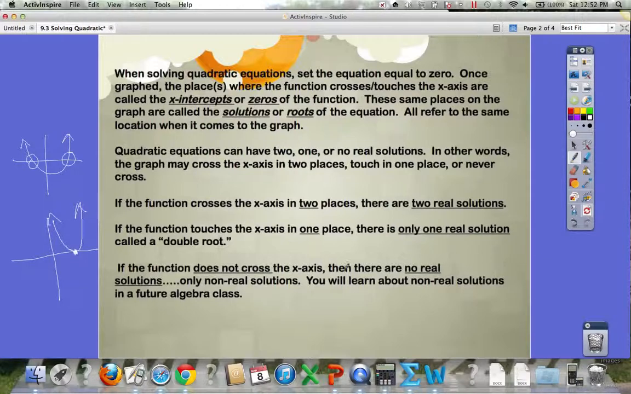And if your function never crosses the x-axis, then there are no real solutions. It will look like something hanging up in the air, like that. Never crosses that x-axis. These are only non-real solutions, and you'll learn about those in future algebra classes. So for now, when you have a graph that does not cross the x-axis, there are no real solutions. So your choices are 2, 1, or none. Okay?